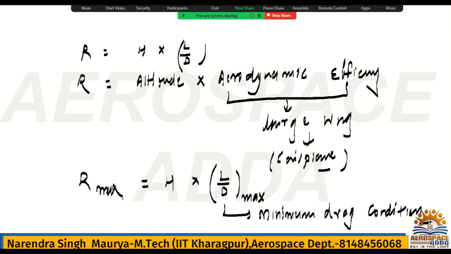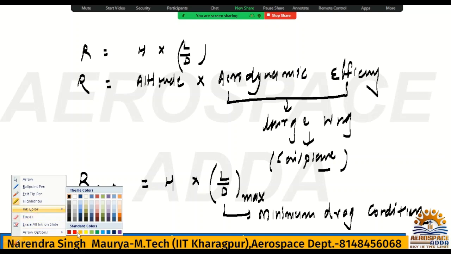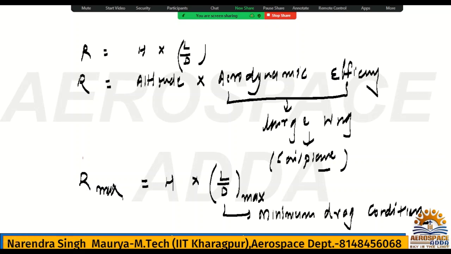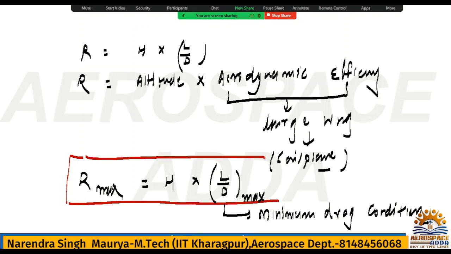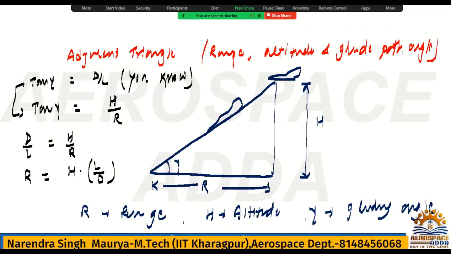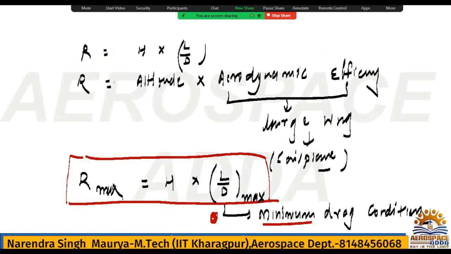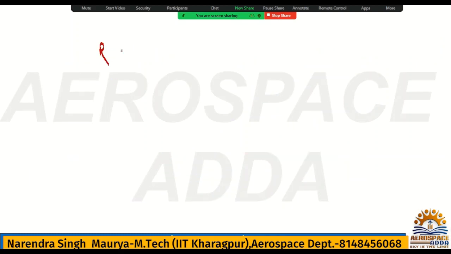Here R max equals H into L by D max. This is one very important formula you got. If they ask what is the maximum range, you can calculate it. And if they ask what is the condition to achieve maximum range for the glider, then you have to say it should be a minimum drag condition, the aircraft should fly at minimum drag condition. How to relate this with the angle? Check how to get it. So you got R equals H into L by D max.